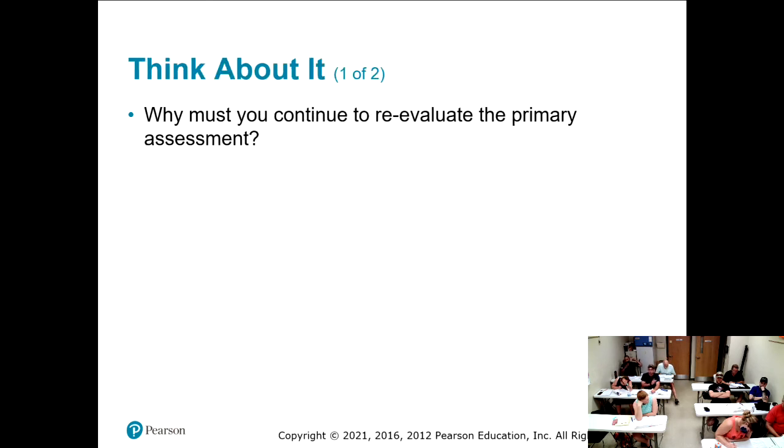So, why must you continue to reevaluate the primary assessment? You're just trying to see if they're getting better or getting worse. Is what you're doing helping? Are they getting better? Are they getting worse? See if there's a trend.